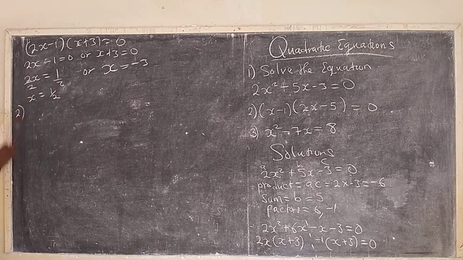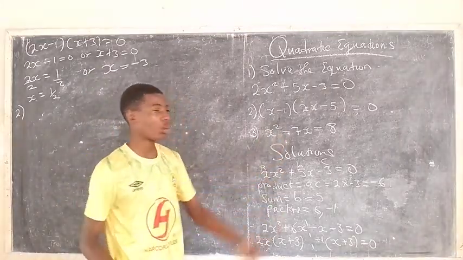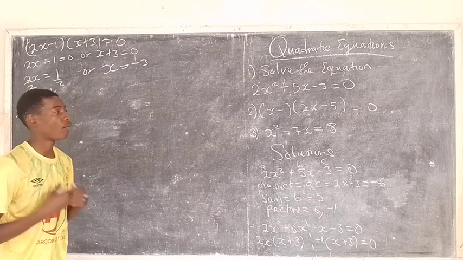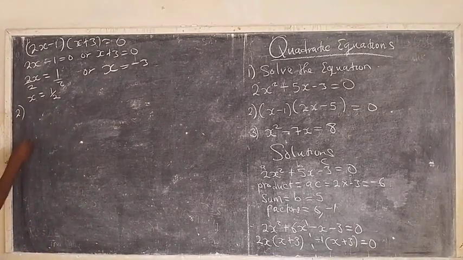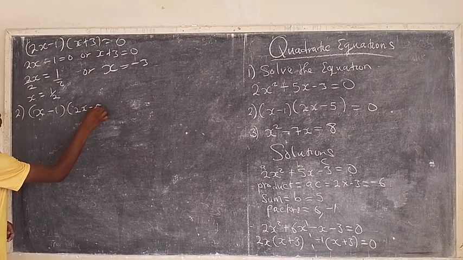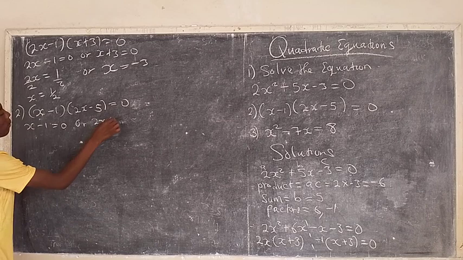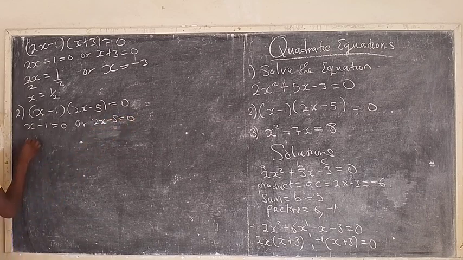So many people on question 2 make the mistake of expanding this, but why do that when it has already been factorized for you? So for such types of question where we have x minus 1 and also 2x minus 5 should be equal to 0. This is as simple as saying x minus 1 should be equal to 0 or 2x minus 5 should be equal to 0.